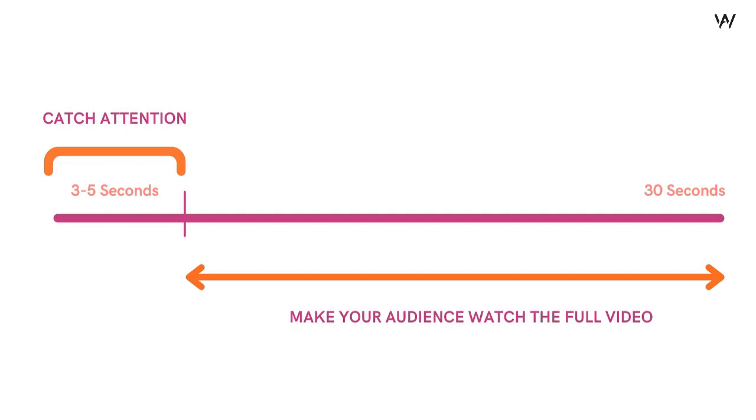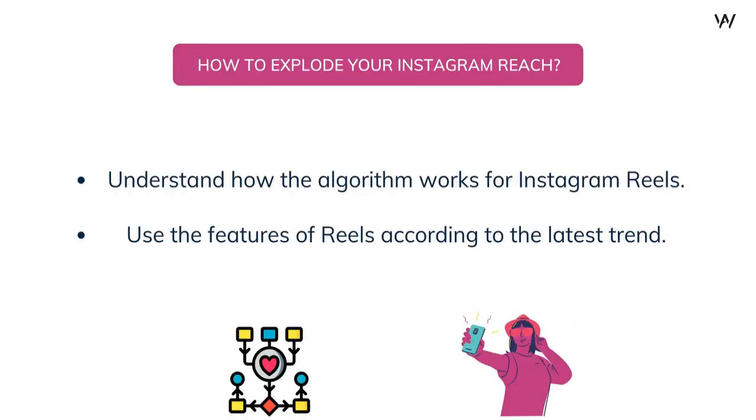Those were just 2 ideas to make your audience watch the entire Instagram Reel that you're posting. The key takeaway from this is to create funny, relatable, informative and quality content for your Reels, and the algorithm would obviously show your Reels to a huge number of people. Now the second method to explode your Instagram Reels reach is to use the features of Reels according to the latest trend. That is a very broad and a very vague statement, right?